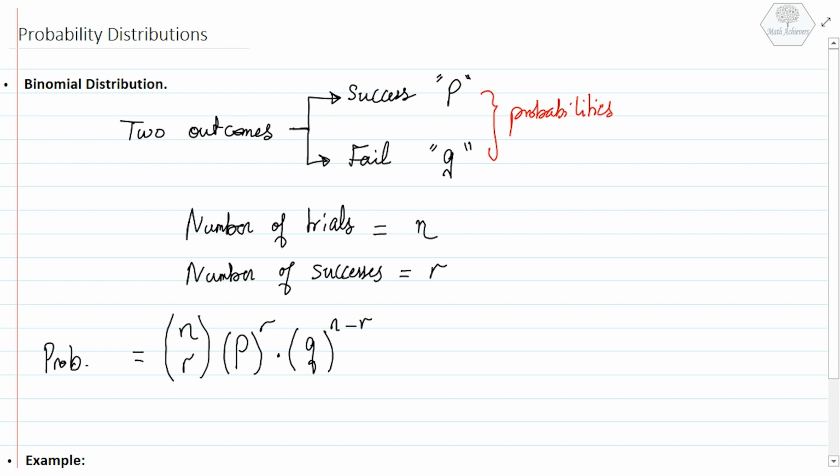Since the success is P, then the fail, Q, must be equal to what? Because the total probabilities add up to 1, so the probability of fail is simply equal to 1 minus P.